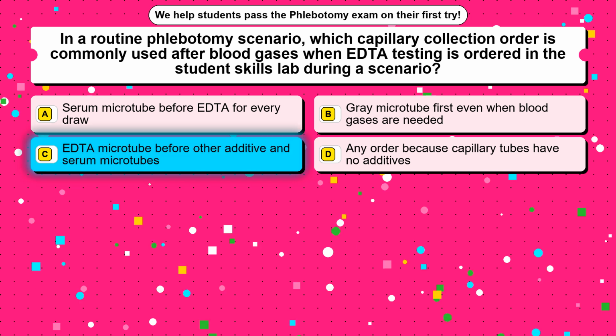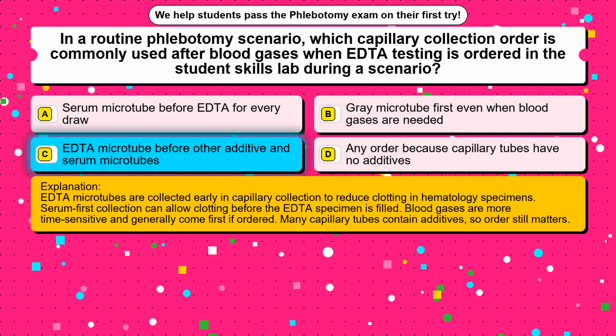The correct answer is option C. EDTA microtube before other additive and serum microtubes. EDTA microtubes are collected early in capillary collection to reduce clotting in hematology specimens. Serum first collection can allow clotting before the EDTA specimen is filled. Blood gases are more time-sensitive and generally come first if ordered. Many capillary tubes contain additives, so order still matters.